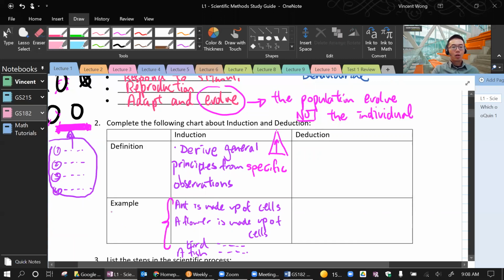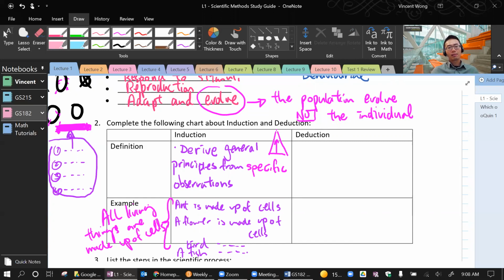And then we generalize. We take all these statements and we say, all living things are made up of cells. Does that make sense? Okay, inductive reasoning: you take many individual statements, and then you come up with one encompassing statement.